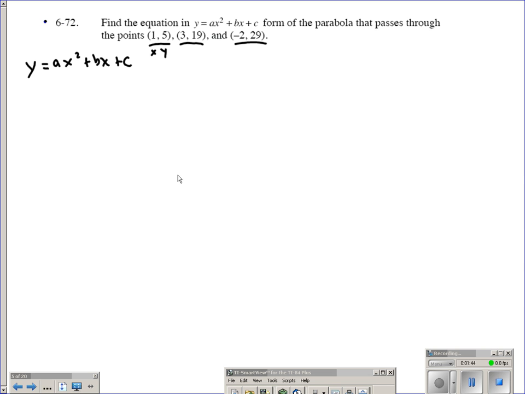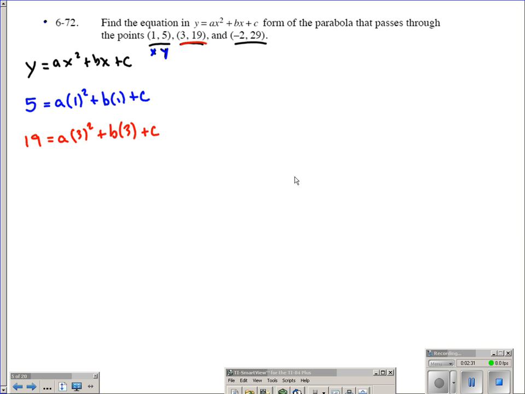Let's color code this so we can keep track of what's going on. This will be our blue one. We plug in 5 for y, and that equals a times 1 squared plus b times 1 plus c. We'll simplify that in a moment. Let's create our other ones. For (3, 19), this will be our red one. Our y value is 19, so we have 19 equals a times 3 squared plus b times 3 plus c.